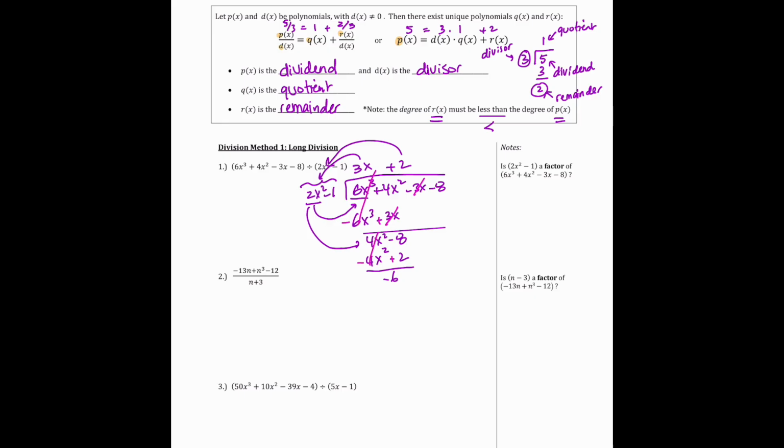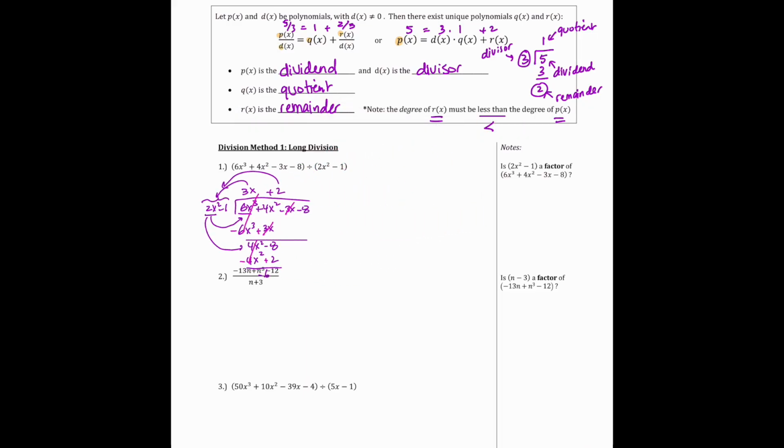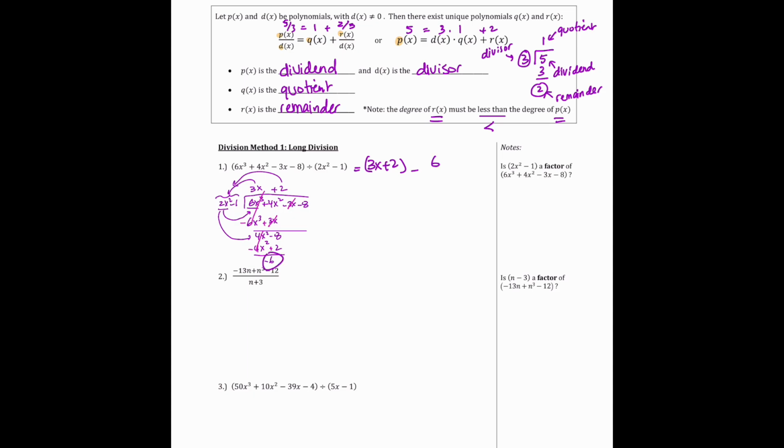So how do you formulate the answer? How do you present the answer? You would say this whole thing is equal to 3x plus 2, and then minus 6, because that's the remainder, divided by 2x squared minus 1. Okay, and this is your answer.